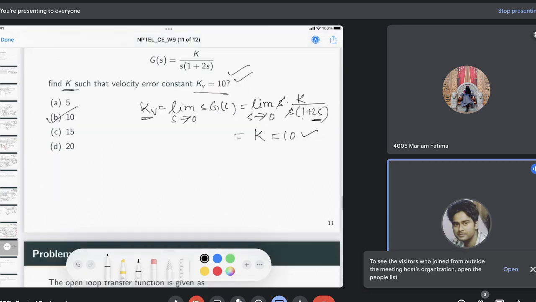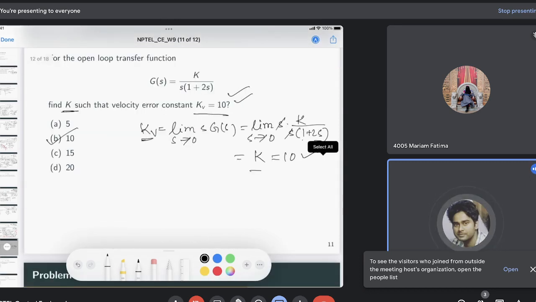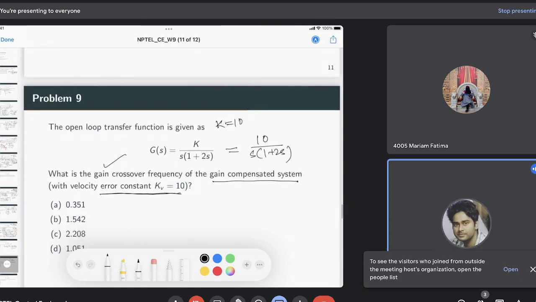Okay, so the next question, we are given that we want to achieve this error constant. So what will be the gain crossover frequency of this gain compensated system? Okay, so the gain compensated system means we wanted this error constant to be 10. So in the first question we see that by taking k equal to 10 we can achieve this desired error constant. So this gain compensated system will now become 10 by s into (1 plus 2s), because k equal to 10, and we want to find the gain crossover frequency for this gain compensated system that achieves this error constant.